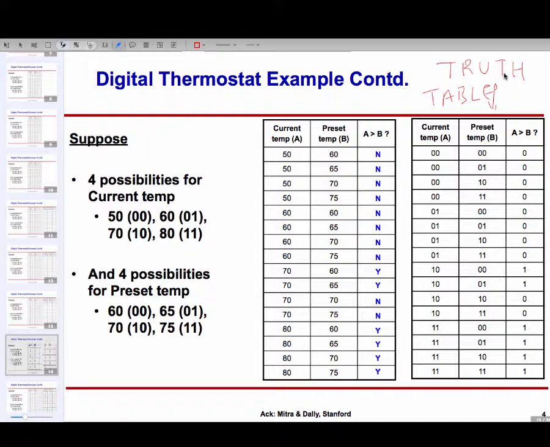Now, more generally, my output can have multiple bits. My inputs may not have the same number of bits. In this case, it so happened that A and B both had 2 bits each. I could have a system where, let's say, one input has 1 bit, another input has 3 bits, or any other arbitrary combination. And also, I may have multiple distinct outputs. In this case, I just had a fan on, but maybe I also have a warning light, some sort of a temperature-too-high error message coming out. So I can have a system which may have multiple outputs as well.